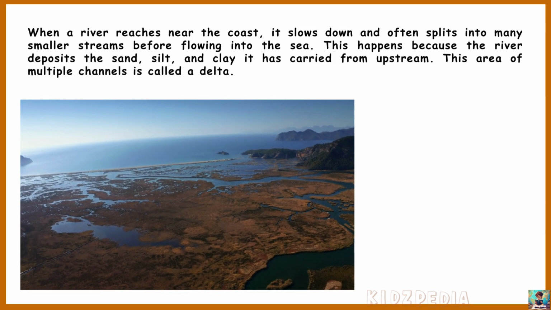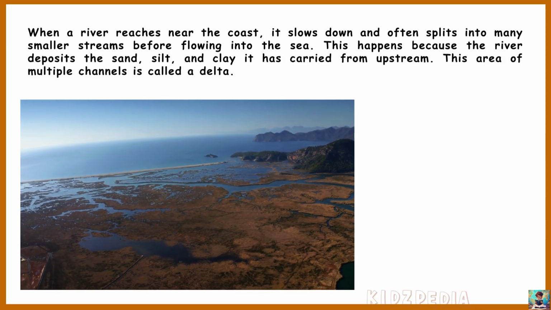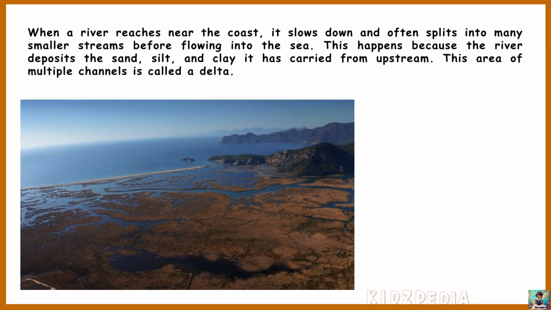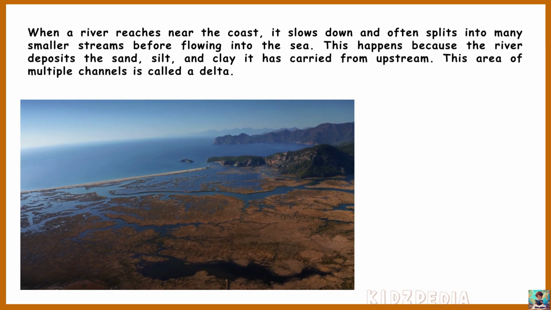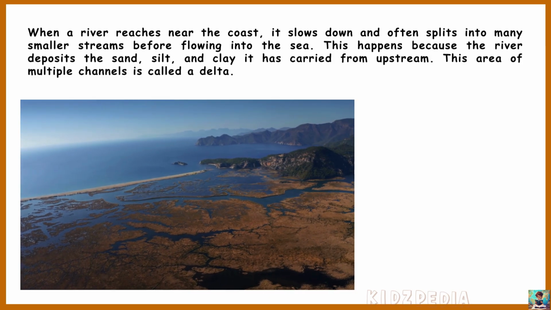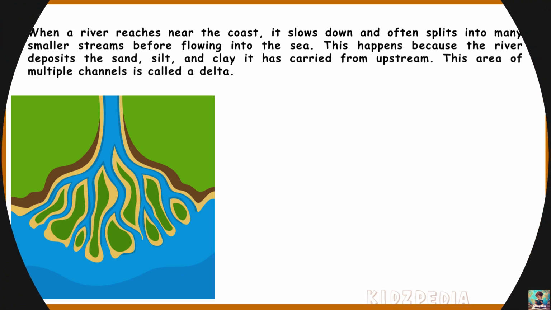When a river reaches near the coast, it often splits into many smaller streams before flowing into the sea. This happens because the river slows down and deposits the sand, silt, and clay it has carried from upstream. This area of multiple channels is called a delta. In India, we have many deltas like Sundarban Delta of the Ganga and Brahmaputra, Godavari Delta in Andhra Pradesh, Krishna Delta in Andhra Pradesh. So remember, a delta is where a river spreads out into many streams near the sea.